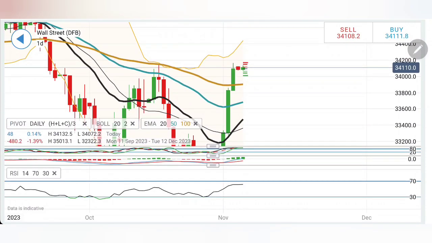Thus, a selling entry at 34,050, below which 34,000, 33,950, 33,900. Now, remember, as long as 33,800 is there, you have to put a 50 points trailing stop loss and keep booking profits here.